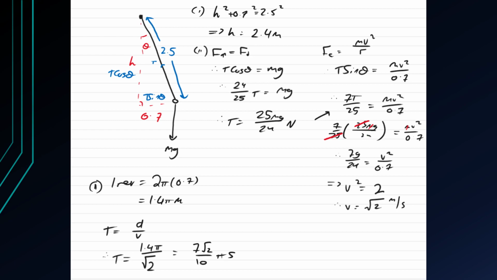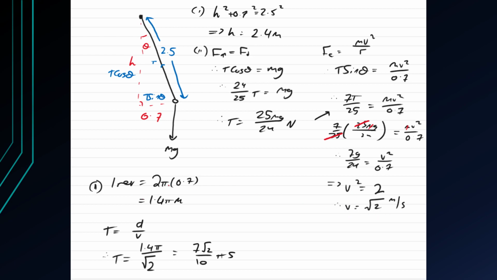So substituting that in, we can cancel the 25s here, and the m's on both sides. So we get 7g over 24 is v squared over 0.7. So when you actually do this, you get a number that is very close to 2. It's 2.000833. So it's pretty much 2 to any sort of degree. So the velocity is root 2 meters per second.